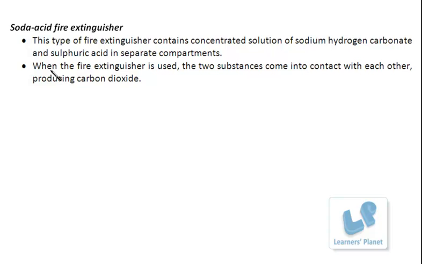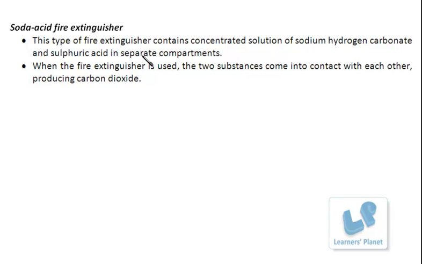The next type of fire extinguisher is soda acid fire extinguisher. This type of fire extinguisher contains concentrated solution of sodium hydrogen carbonate and sulfuric acid in separate compartments. When these mix together, carbon dioxide is formed. It is releasing carbon dioxide only.